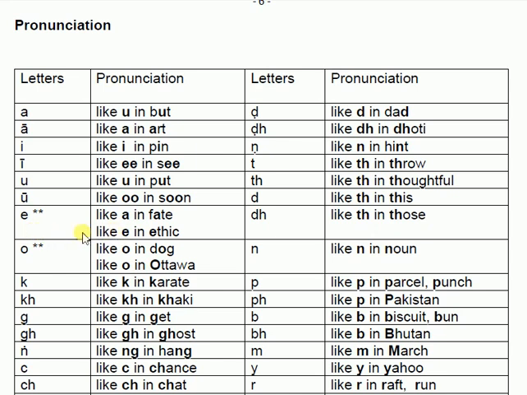And here E. E has two types of pronunciation. First, E is pronounced like A in fate. And again, E is also pronounced like E in ethic. Now O. O also has two types of pronunciation. Like O in dog, and the second one is like O in auto. It's a river in Canada, not a city in Canada.